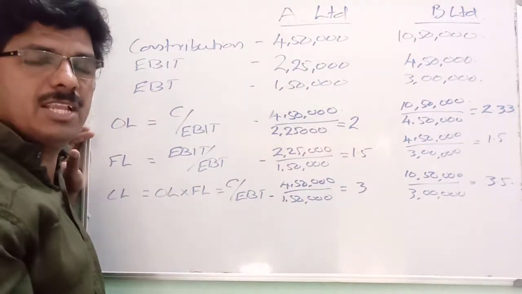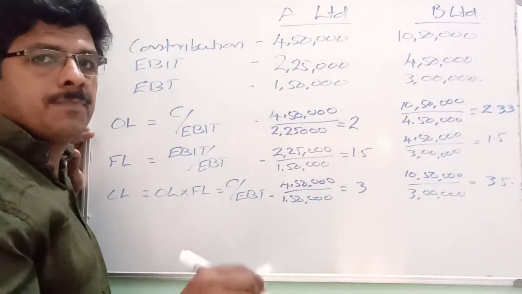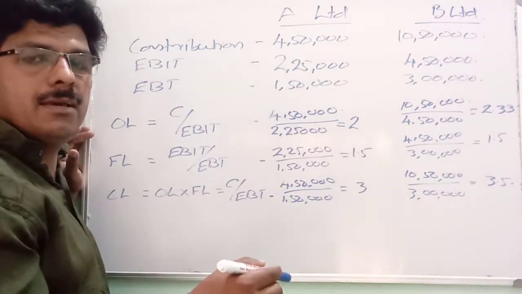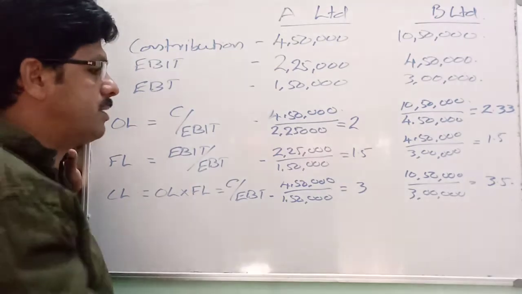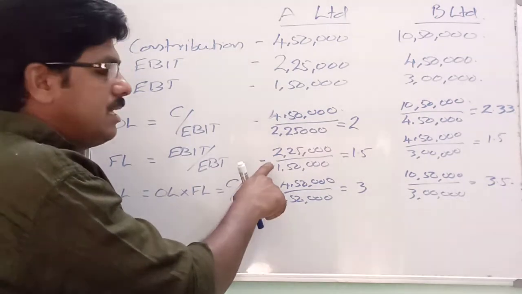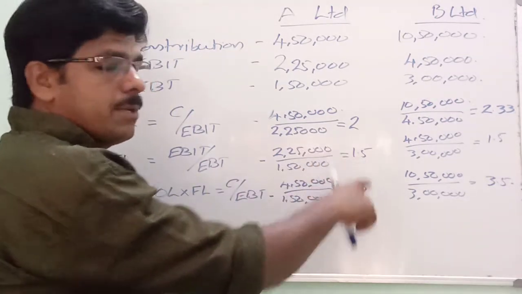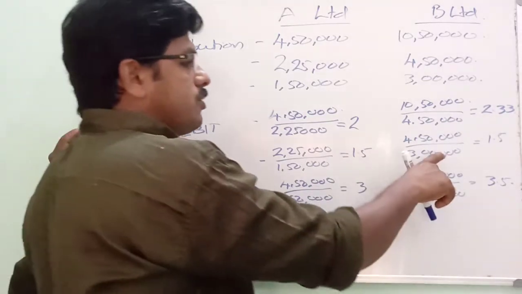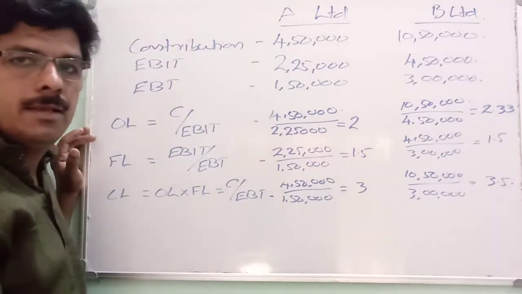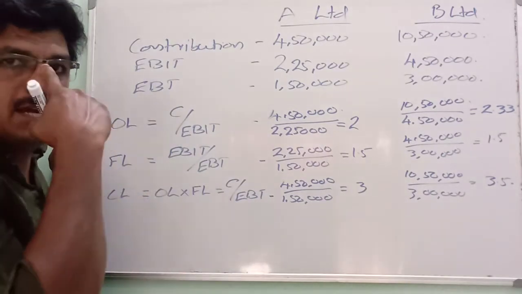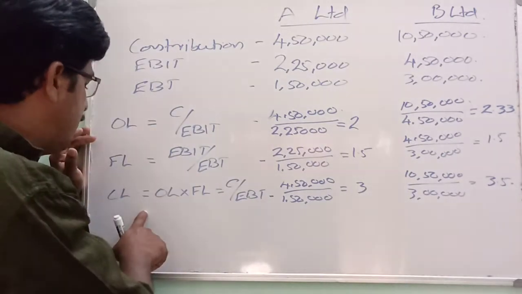What is the financial leverage? Financial leverage means the change in EBIT and the corresponding change in EPS. That means 1% increase in EBIT results in 1.5% increase in EPS, and here also 1% increase in EBIT results in 1.5% increase in EPS, earnings per share. And let us see what is the combined leverage.